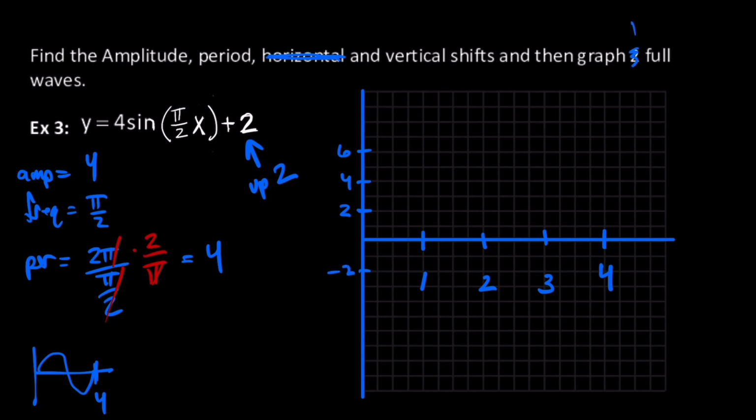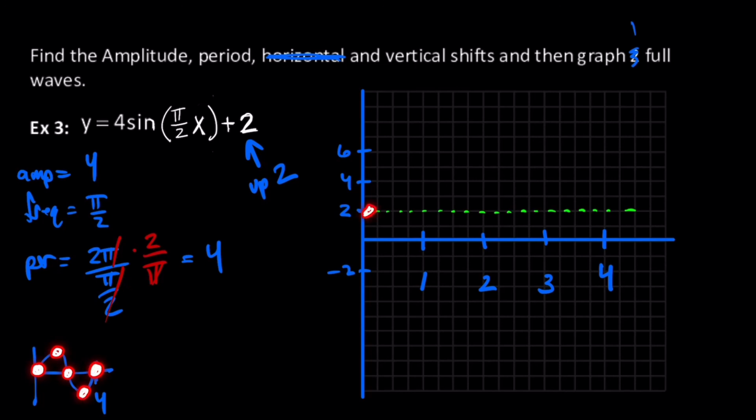Okay, so my midline has got to be up 2. It's going to go right there. So let's sketch that in as a dotted line. That is the new midline. And what I need to do now is transfer these points. Midline, maximum, midline, minimum, back to midline.